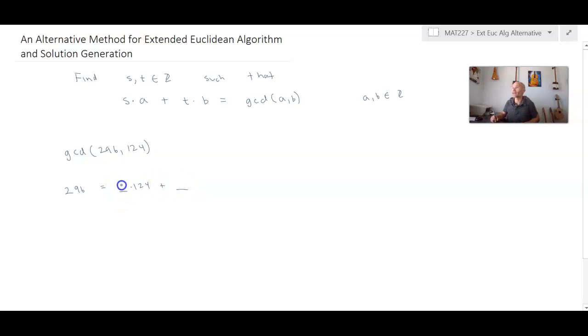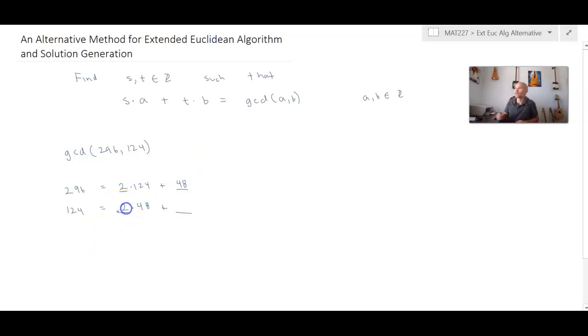Well, I can see that 124 goes in twice. 2 times 124 is 248, and that means there's a remainder of 48, since 248 plus 48 equals 296. Now we know that the GCD between 296 and 124 is the same as that between 124 and 48. Once again, I ask myself, how many times does 48 go into 124 and what remainder does it leave? Well, I can do it twice.